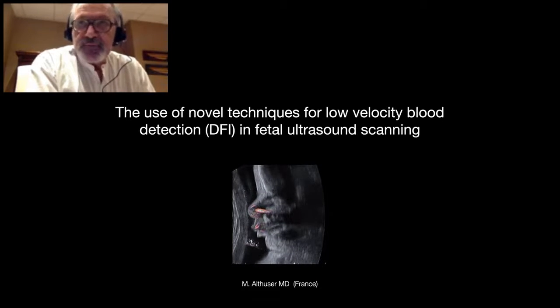The aim of my presentation is to show from a few examples the performances of a new imaging technology you heard about, for visualization of the low velocity blood below the previous detection threshold.